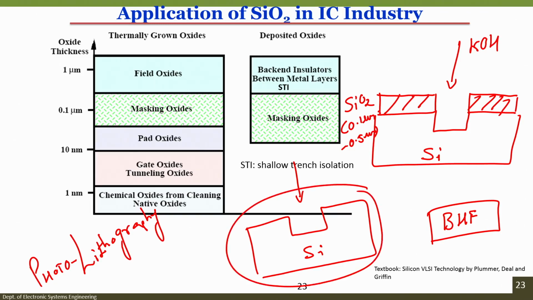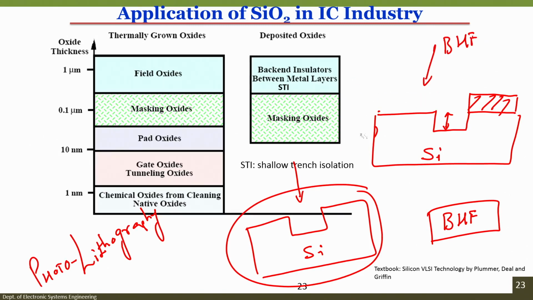So, after we get the required depth, we will stop, take out the wafer from KOH, rinse it with DI water, dry it, and then dip this wafer in BHF. If I dip this wafer in BHF, what will happen? Silicon dioxide will get etched. And once silicon dioxide gets etched, we will get this pattern.